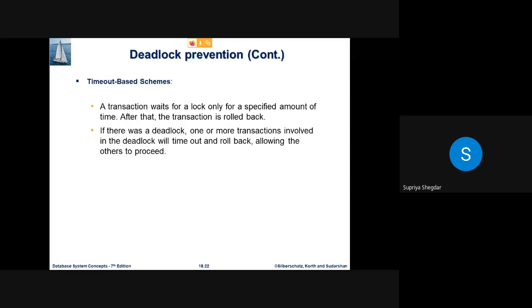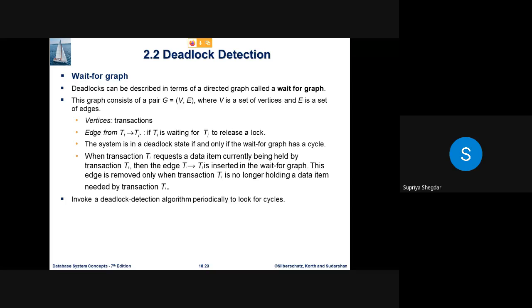Then we saw another deadlock prevention technique, the timeout-based scheme. In the timeout-based scheme, the transaction waits for some specified time for the lock, and after that time has elapsed, the transaction is rolled back. So the simple scheme is the timeout-based scheme.